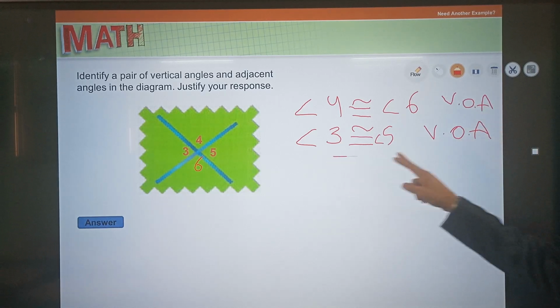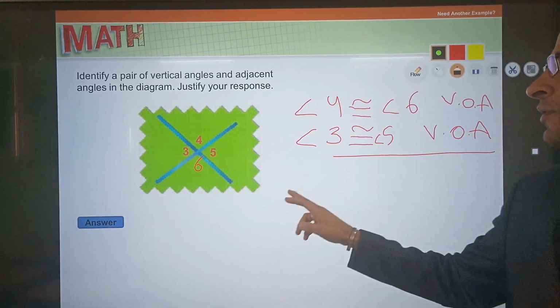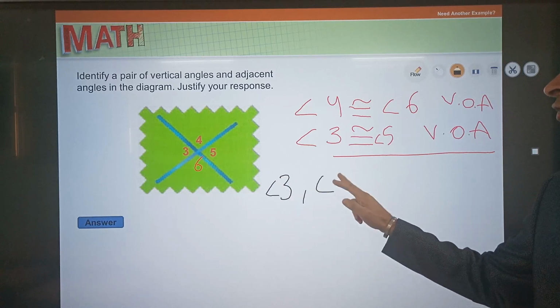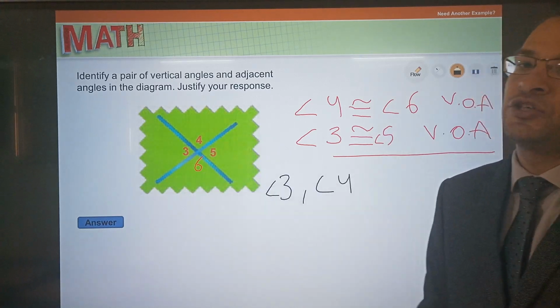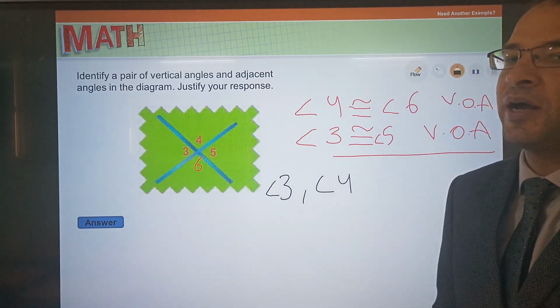What is the adjacent angle here, my friend? The adjacent angle here like 3 and 4. I have here angle 3 with angle 4, they will be equal. Why? Because these two angles are adjacent angles. So angle 3 and angle 4, they will be equal by the adjacent.